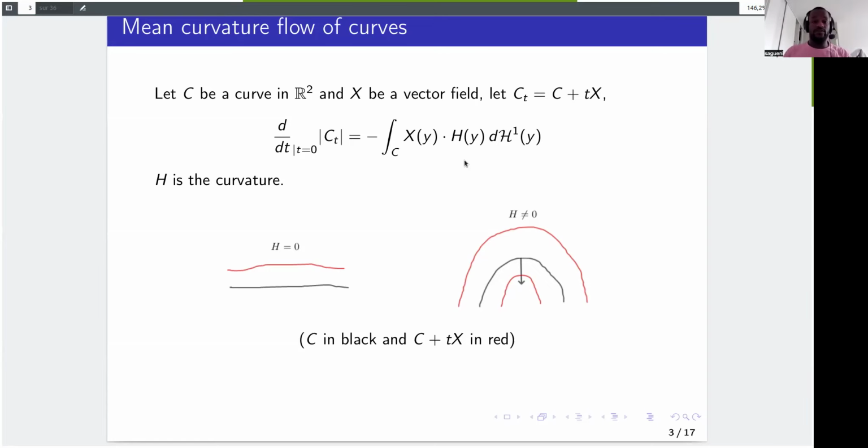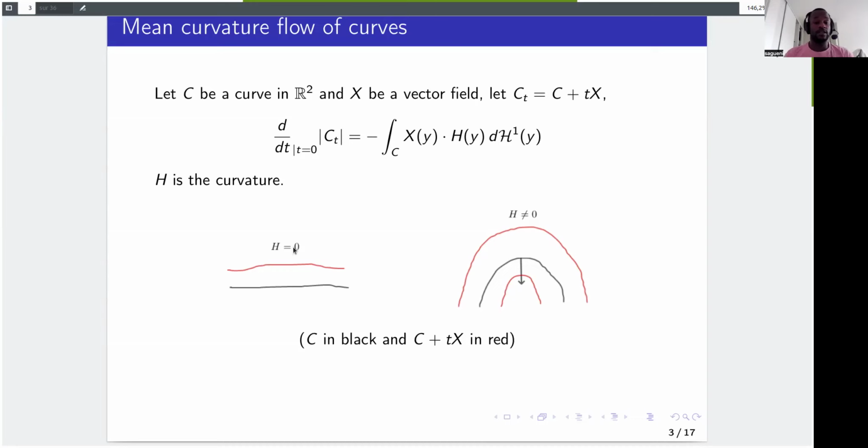Okay, we have this variation formula. The change of the perimeter, we will denote the perimeter with this notation, equals minus the integral over C of X dot product with H. Okay, so how did we get this formula? Well, there is a way to prove it rigorously, but I'm just going to show a sketchy proof of this formula.